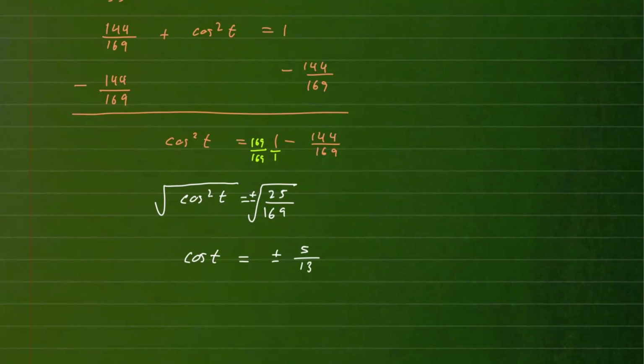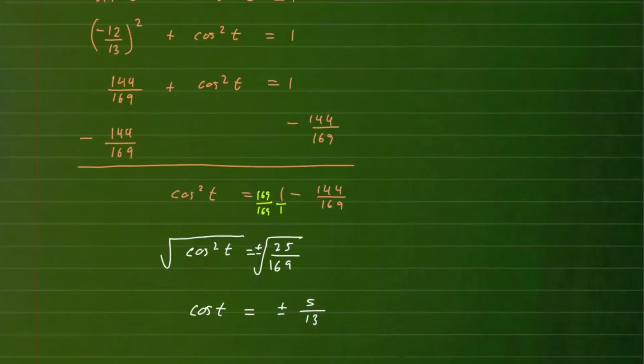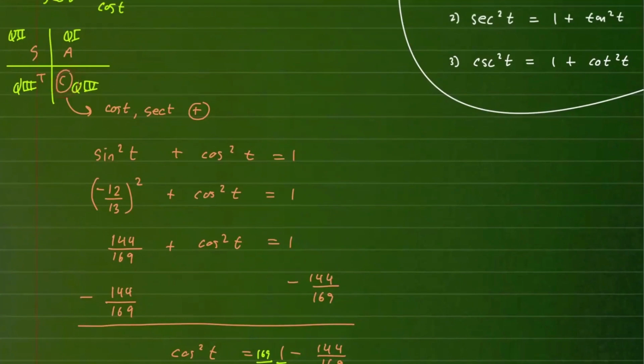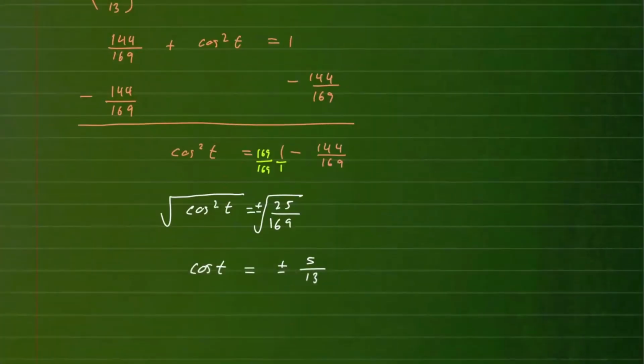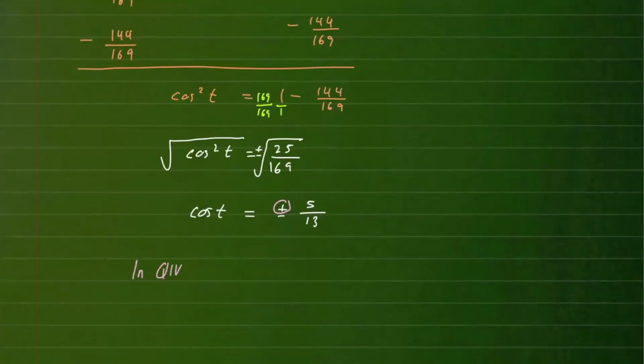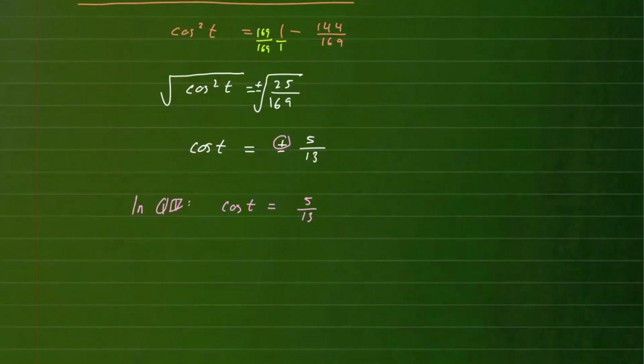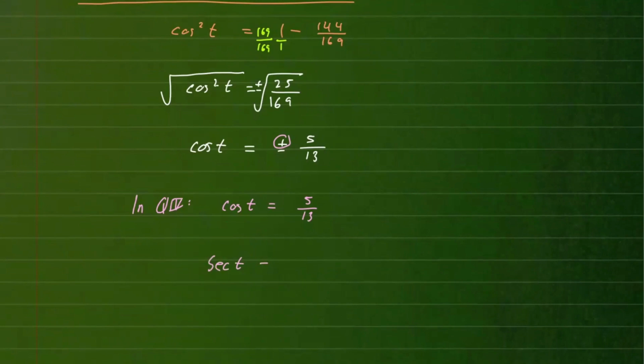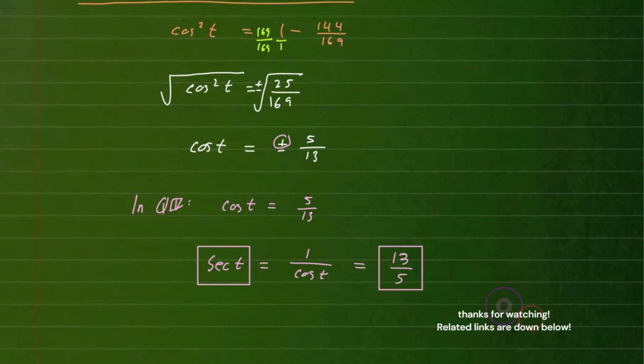All right, now we need to decide which of these we want. Since we're in the fourth quadrant, we know cosine is positive, so we will select the positive value. So cosine of t is going to be positive 5 over 13. All right, so then what is secant? Well, we reciprocate this. So we know that secant of t is going to be 1 over cosine of t. So if I reciprocate 5 over 13, I get 13 over 5. So that is the value for secant of t from the given information. All right, I hope this makes sense. Take care, everyone.